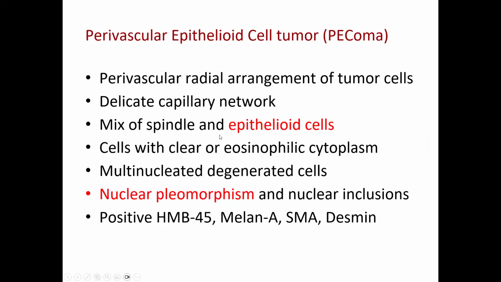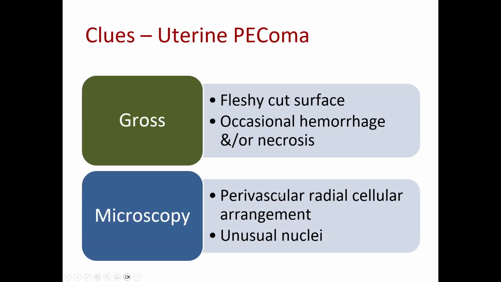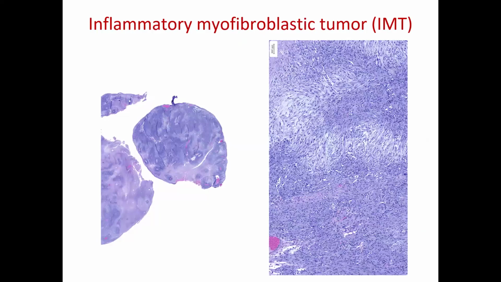Again, PEComa is confusing because cells can be epithelioid, and you have the nuclear pleomorphism and the prominent cytoplasmic inclusions. And here are the clues. It may be hemorrhagic, may be fleshy, but again, if you have your head tuned right, you can get the diagnosis right. I think this is one of my last entities here, the inflammatory myofibroblastic tumor. Again, it's a well-circumscribed thing that looks like a fibroid, but it doesn't, because it has these alternating areas of hypercellularity and myxoid change.